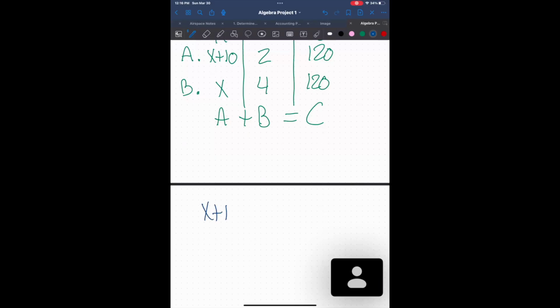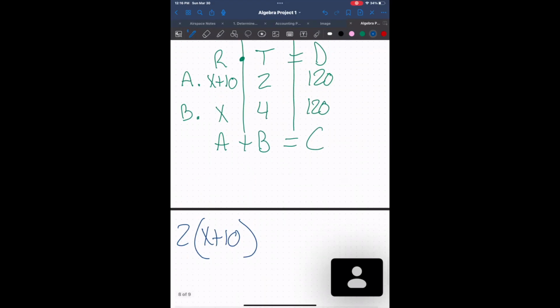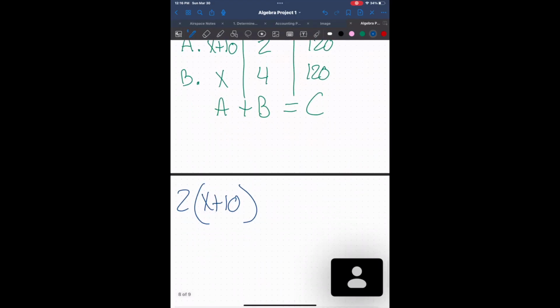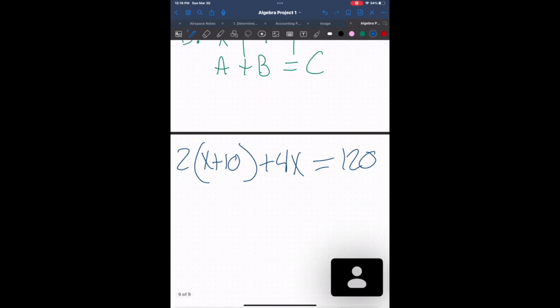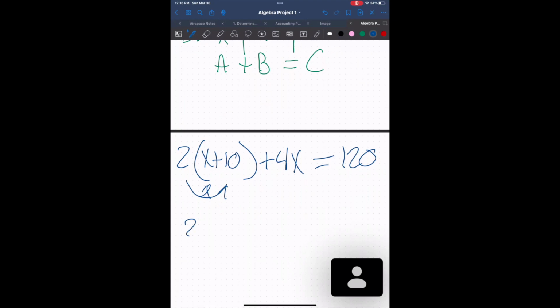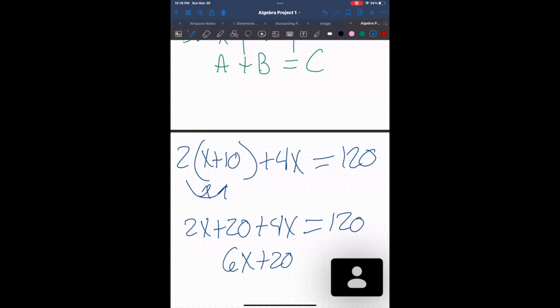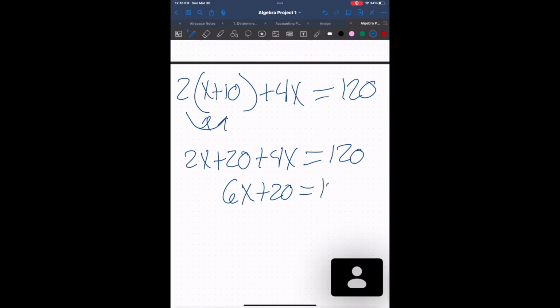X plus 10 times 2, because we're multiplying them according to the table. R times T equals D, and they're both equal to D, plus 4X, because those guys just combine, equals 120. Okay. So again, we're going to distribute: 2x plus 20 plus 4x equals 120. We're going to combine like terms: 6x plus 20 equals 120.